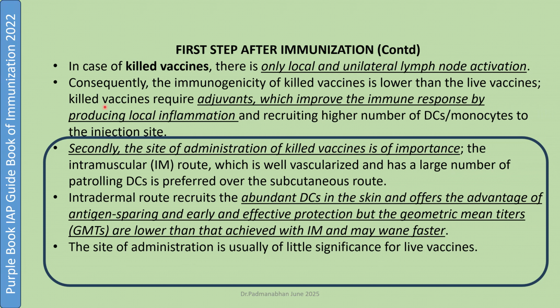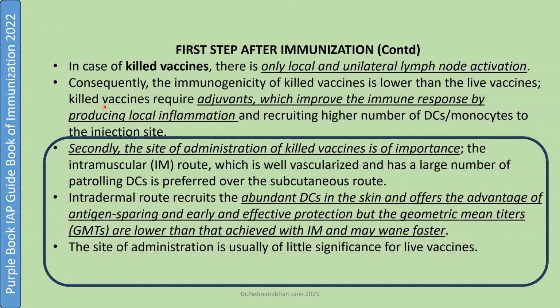Secondly, the site of administration of killed vaccine is of importance. The intramuscular route, which is well vascularized and has a large number of patrolling dendritic cells, is preferred over the subcutaneous route. Intradermal route recruits the abundant dendritic cells in the skin and offers advantage of antigen sparing and early and effective protection, but the geometric mean titers are lower than that achieved with IM and may wane faster. Last sentence: the site of administration is usually of little significance for live vaccines.